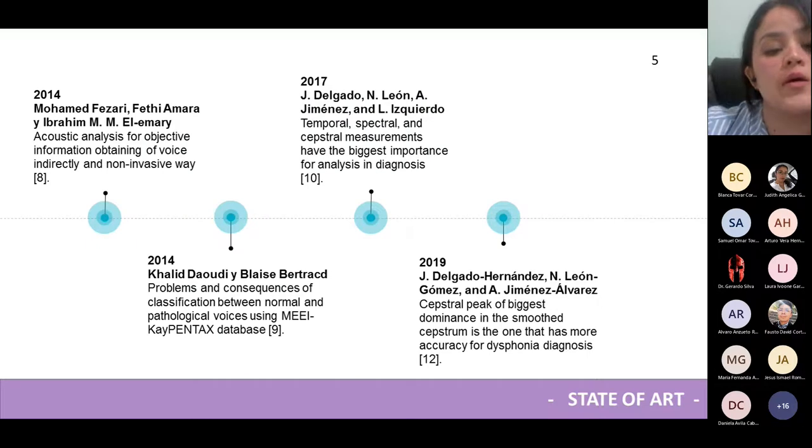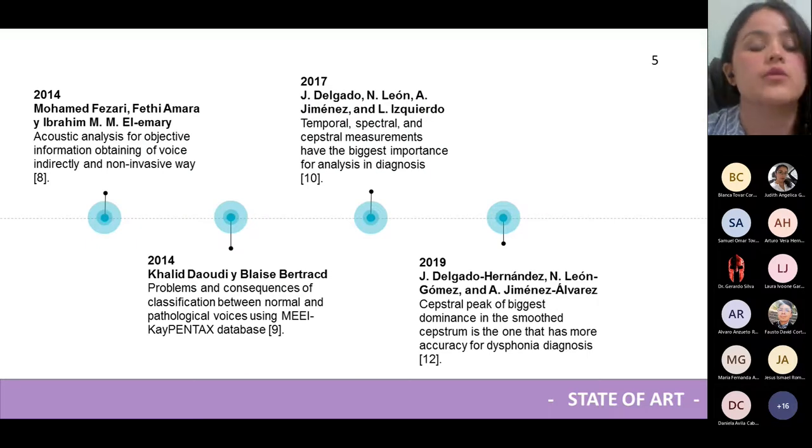And as a part of the state of the art for this work, there are different works designed for acoustic analysis to obtain temporal, spectral, and spectral measurements. And in addition, the use of commercial systems for elaboration of databases for diagnosis.